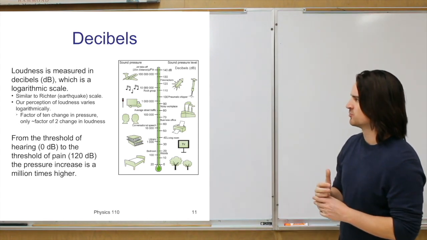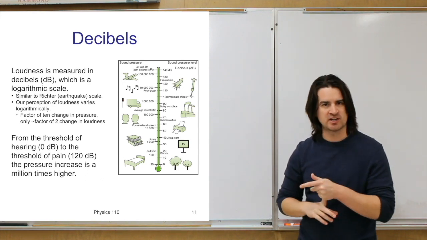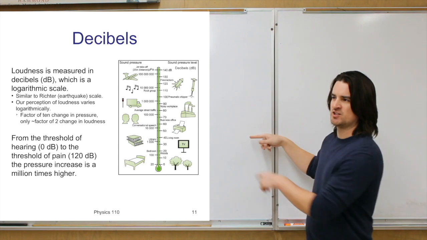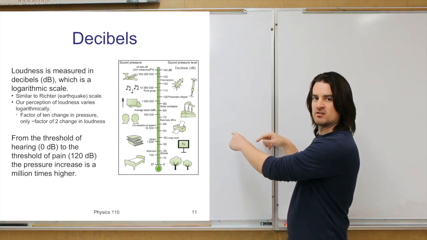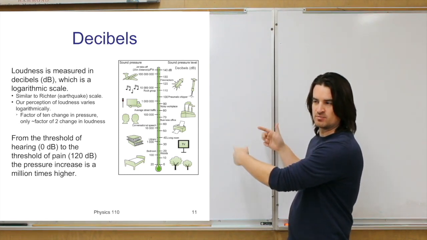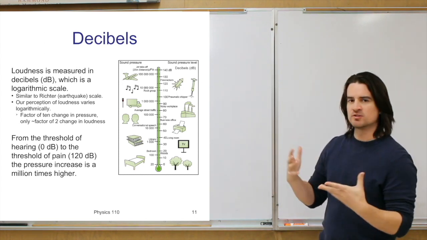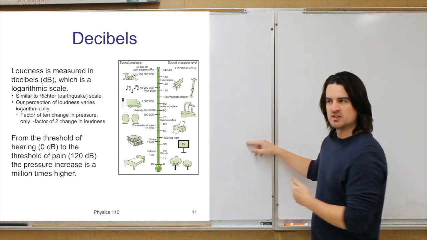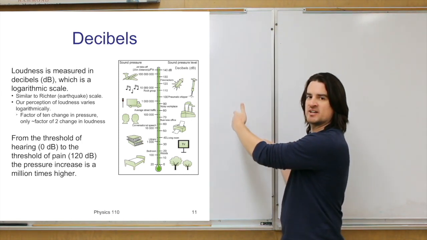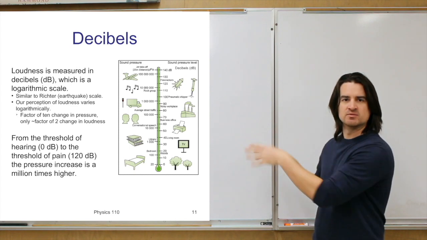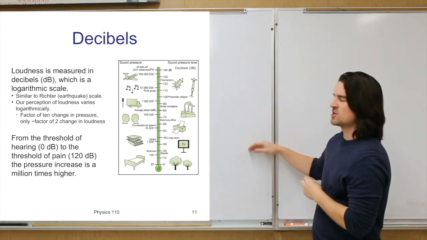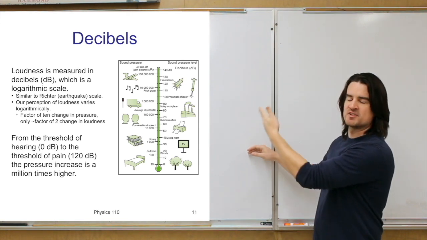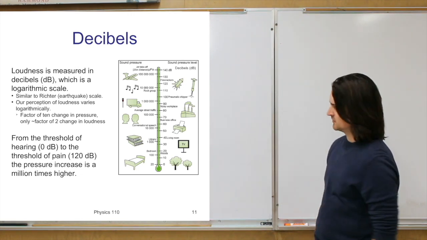The decibel scale is not a linear scale, meaning a change of 1 decibel is not a change of, say, 1 Pascal, 1 pressure unit. It's a logarithmic scale, meaning a change of 1 decibel is maybe a change of like 10 Pascal. These numbers aren't exact. It's just showing that a small change in decibels can represent a very large change in pressure.